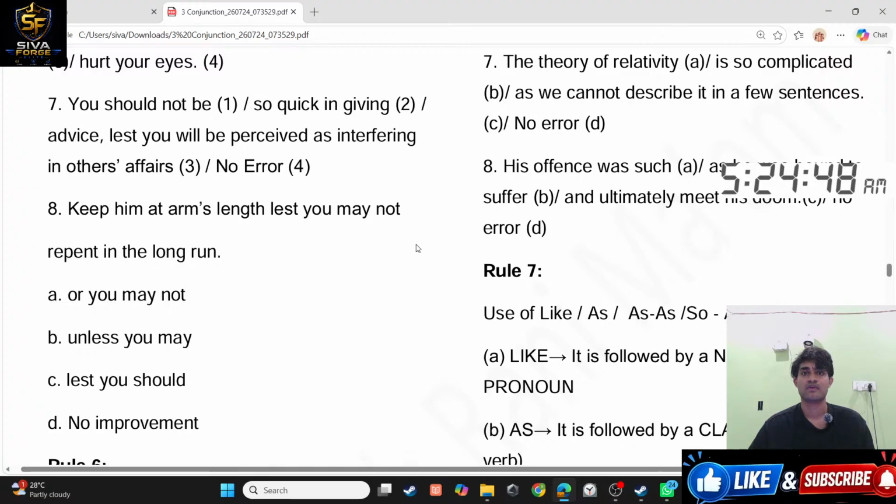12 1s 12, 12 2s 24, 12 3s 36, 12 4s 48, 12 5s 60, 12 6s 72, 12 7s 84, 12 8s 96, 12 9s 108, 12 10s 120. 13 1s 13, 13 2s 26, 13 3s 39, 13 4s 52, 13 5s 65, 13 6s 78, 13 7s 91, 13 8s 104, 13 9s 117, 13 10s 130.